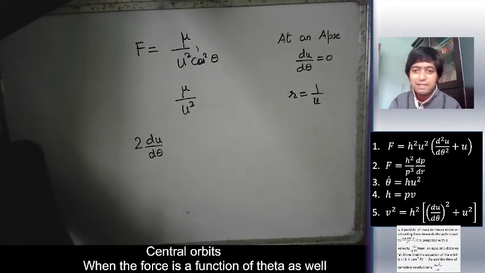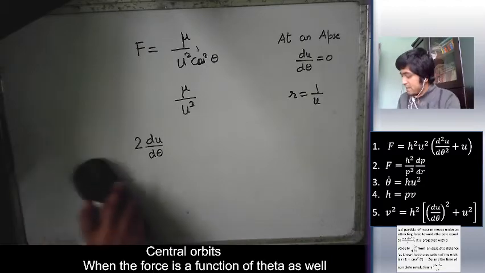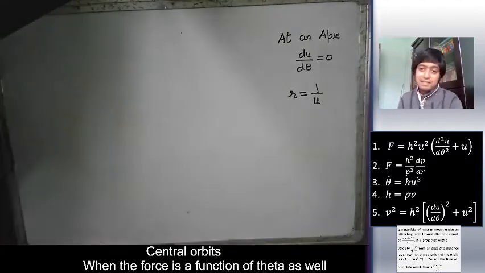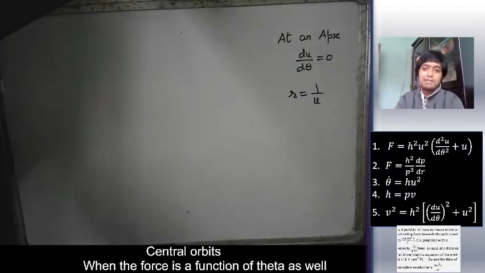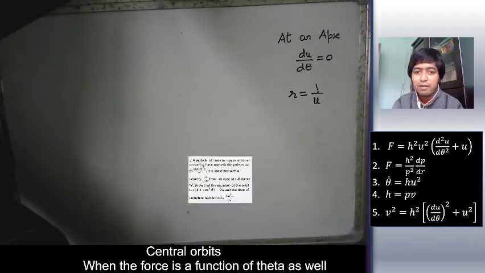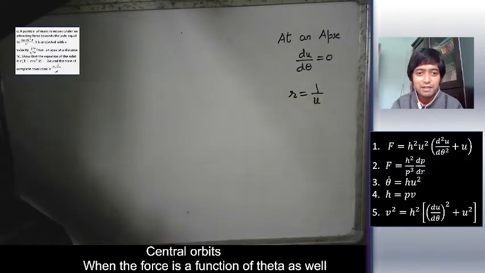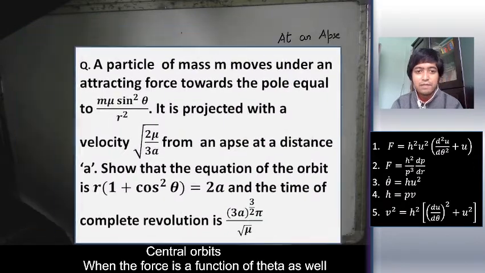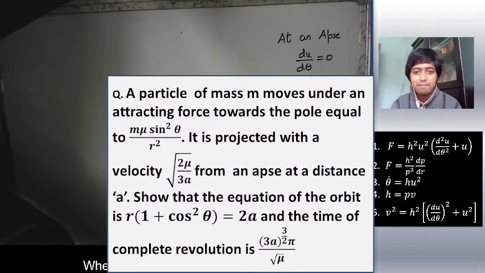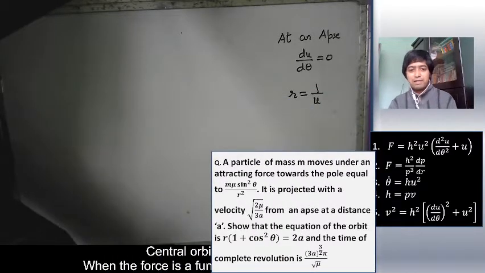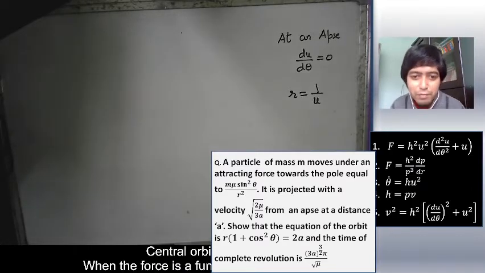I will discuss the whole problem by using an example, but the same techniques follow. There will just be a bit of difference here and there, but the technique holds. So let's see: a particle of mass m moves under an attracting force equal to that, with a velocity root 2 mu by 3a from an apse at a distance a.